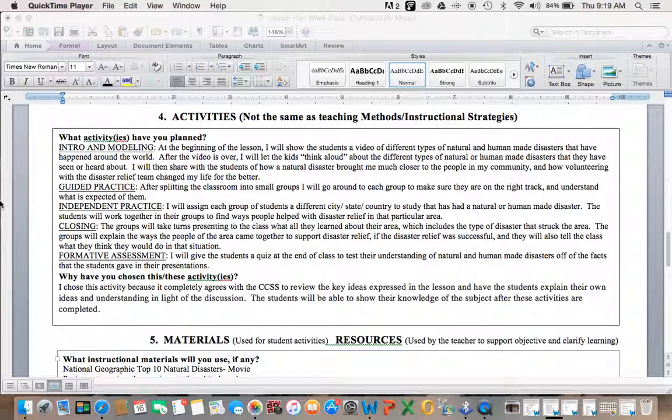Formative assessment. I will give the students a quiz at the end of the class to test their understanding of natural and human-made disasters off of the facts that the students gave in their presentations. Why have you chosen this activity? I chose this activity because it completely agrees with the CCSS to review the key ideas expressed in the lesson and have the students explain their own ideas and understanding in light of the discussion. The students will be able to show their knowledge of the subject after these activities are completed.